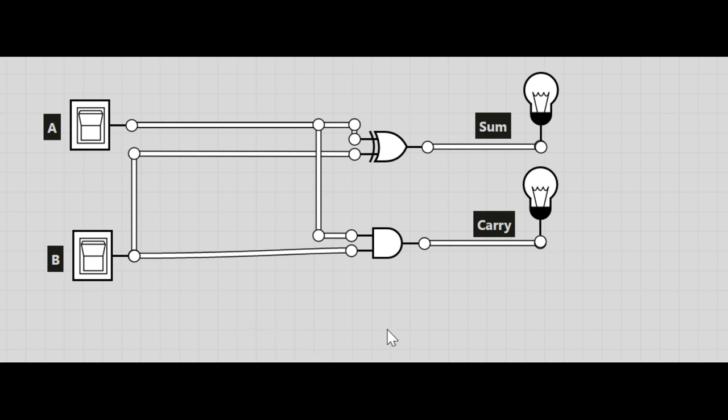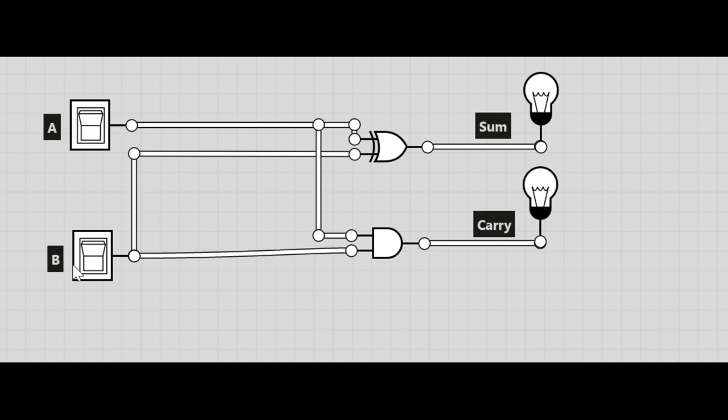So this is the logic expression I have implemented for the animation. We have sum as A XOR B. That's why I have given the XOR gate, and A is connected to one terminal and B is connected to the other terminal of XOR gate. We have the carry as A AND B. Therefore, I have taken the AND gate, and one terminal of AND gate is connected to A and the other one is connected to B.